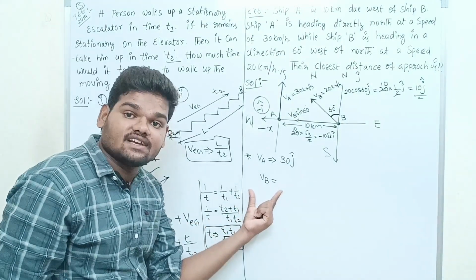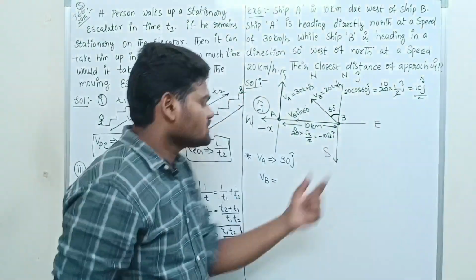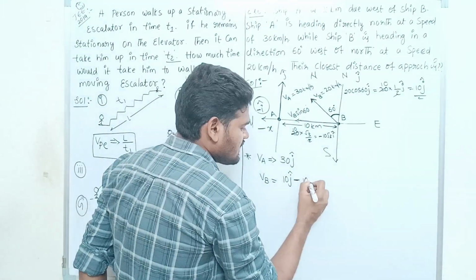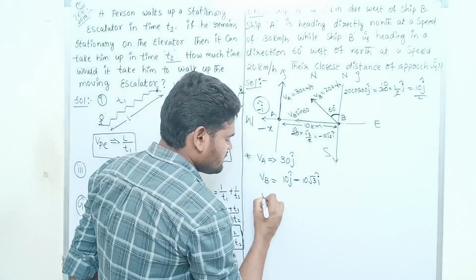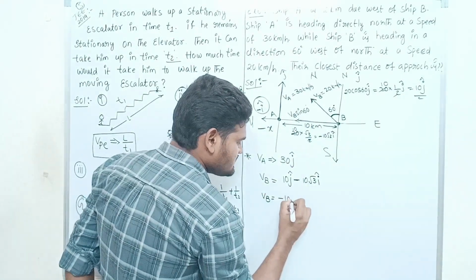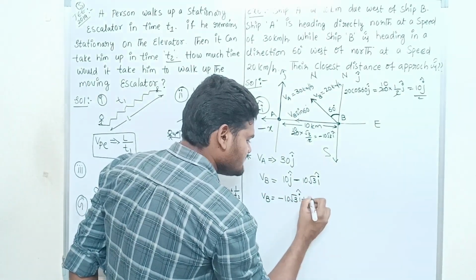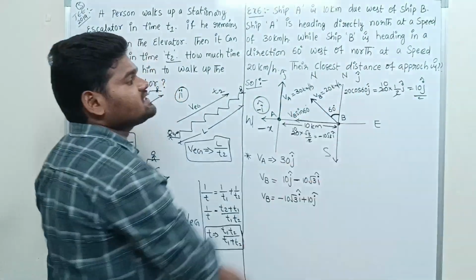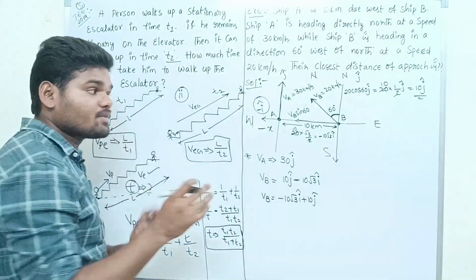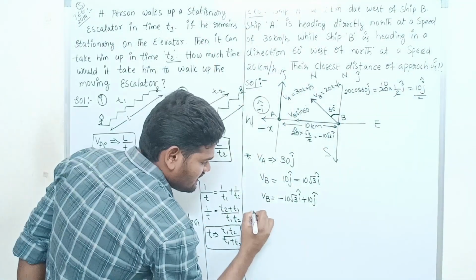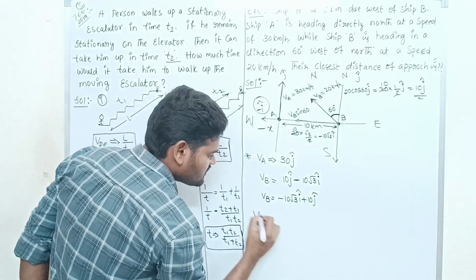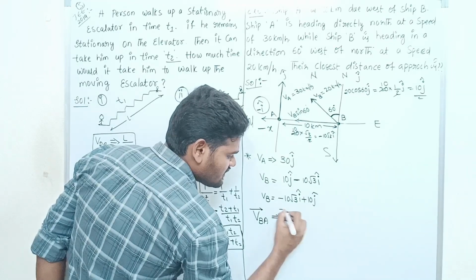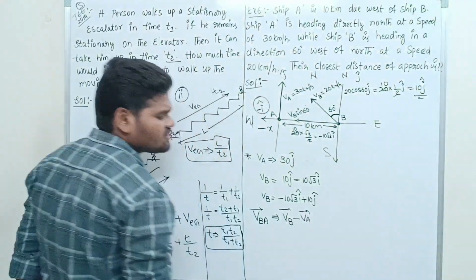Now what is the net velocity of B? Net velocity of B is equal to 10 j cap minus 10 root 3 i cap. So we can write VB is equal to minus 10 root 3 i cap plus 10 j cap. Okay. Now what we have to find? We have to find the closest distance of approach. Further, I am finding the relative velocity of B with respect to A. Velocity of B with respect to A is velocity of B minus velocity of A with respect to ground.